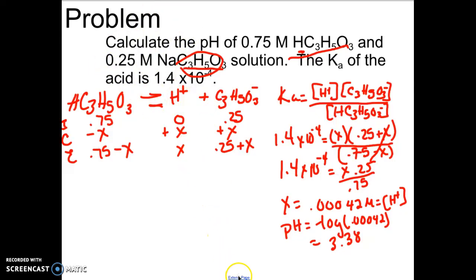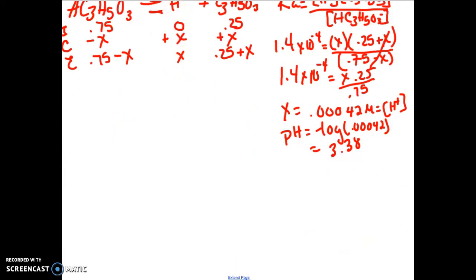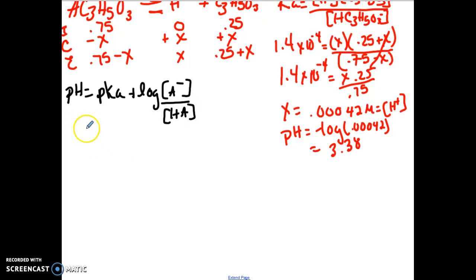Now, another way that we can do this is we can do the same problem using the Henderson-Hasselbalch equation. I'm going to do this in black so you can see that there's a difference. The Henderson-Hasselbalch equation says that the pH is equal to the pKa plus the log of the conjugate over the acid. The first thing I would have to do is, I know what the Ka value is. It's 1.4 times 10 to the negative 4.